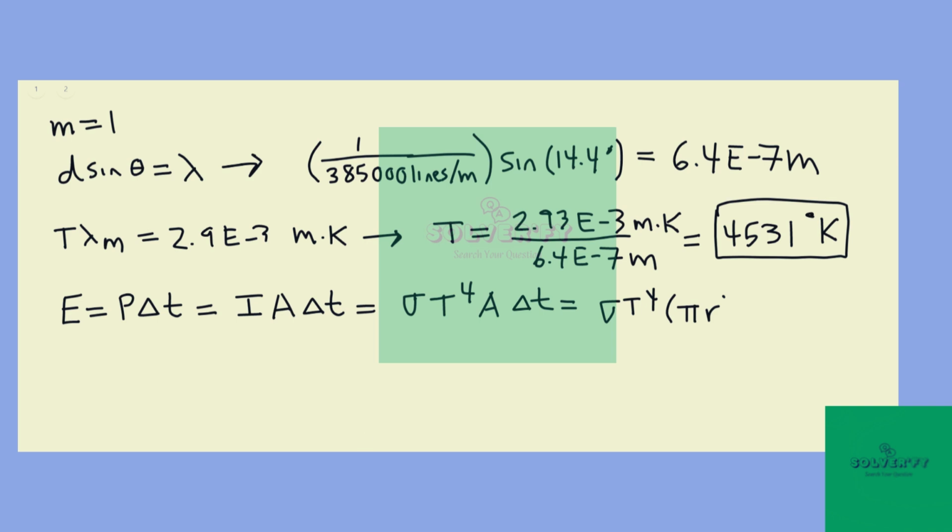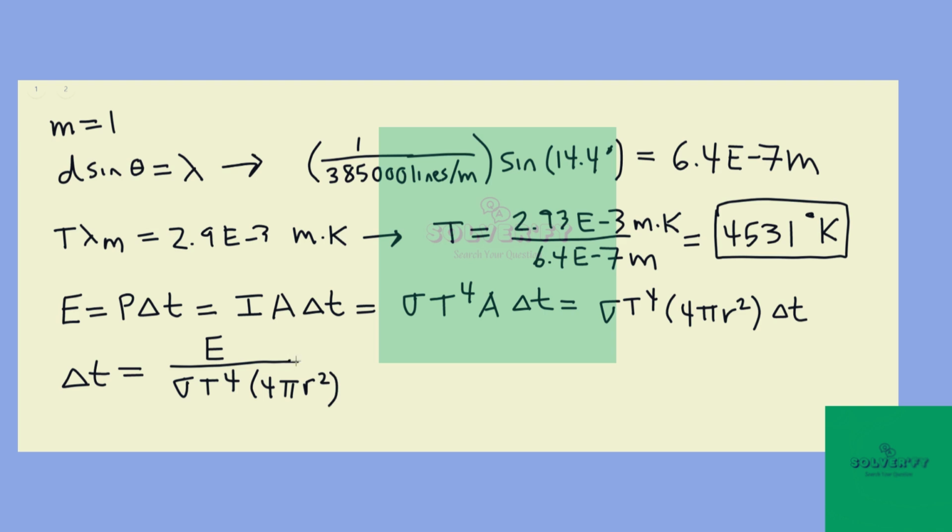So you have sigma T to the fourth, 4 pi r squared, I should say. This is a sphere. The area of a sphere is 4 pi r squared, times delta T. Thus, delta T is simply the total energy divided by all of this stuff: sigma T to the fourth times 4 pi r squared. Great. So now we can plug in T, R, and E, and of course the constants, and we will get a result of 7.1 seconds.